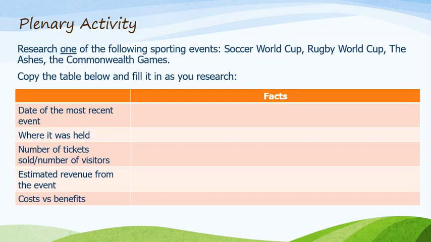Okay, so we're going to finish our lesson now with a plenary or homework activity. I'd like you to research one of the following sporting events: the Soccer World Cup, the Rugby World Cup, the Ashes, which is a cricket tournament, or the Commonwealth Games. Copy the table below and fill it in as you research one of those sporting events above. So I'd like you to find the date of the most recent event, where it was held, the number of tickets sold or the number of visitors which attended the event, the estimated revenue, so how much money did they make from hosting the event, and what were the costs versus benefits?